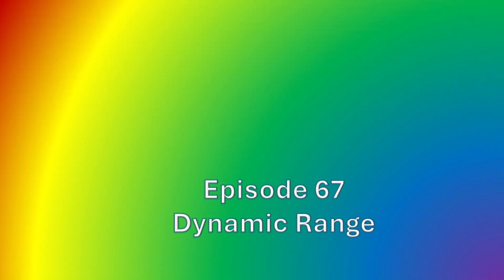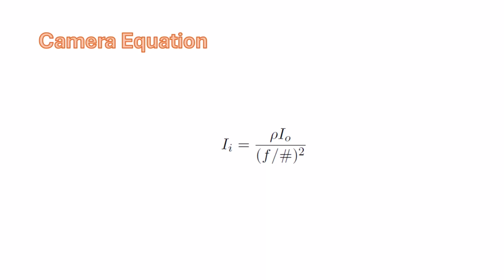Episode 67, Dynamic Range. Back in episode 59, we discussed the camera equation relating the irradiance illuminating an object to the irradiance that we have on the focal plane observing the object. A rho here is the reflectivity, and the F number is the F number. So if rho was like 0.2 and the F number was somewhere around 2, then we would have an irradiance on the image plane that might be an order of magnitude or less of the illuminating irradiance, but still, roughly of the same order of magnitude.